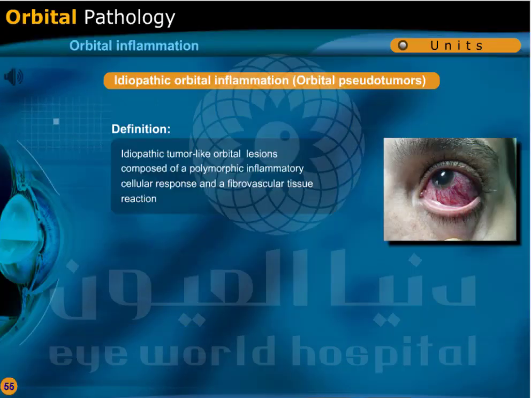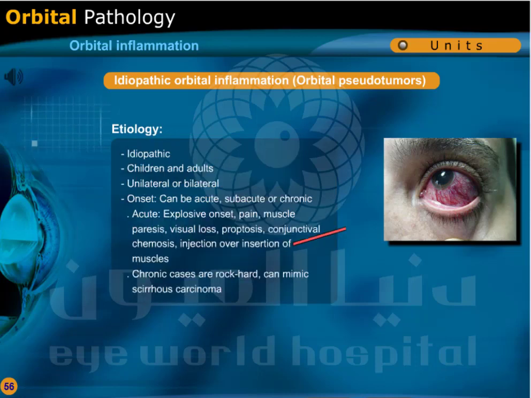Idiopathic orbital inflammation, orbital pseudotumors. Idiopathic tumor-like orbital inflammation composed of a pleomorphic inflammatory cellular response and a fibrovascular tissue reaction. Orbital pseudotumors are idiopathic, affecting children and adults. They could be unilateral or bilateral.